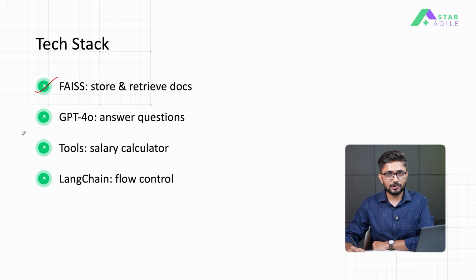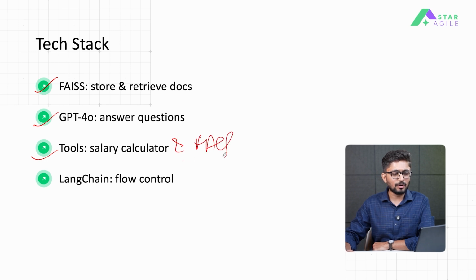In this particular project, the tech stack that we are going to use will use FAISS as a vector store for retrieving and embedding our documents. The large language model will be GPT-4o Mini that will allow us to interact with the underlying large language model. We'll define tools to calculate salary and answer some frequently asked questions as well. So there will be two tools, one which will be used to calculate salary and the second tool that will answer the questions other than the salary calculations. And last but not the least, we'll combine everything together inside a LangChain workflow.